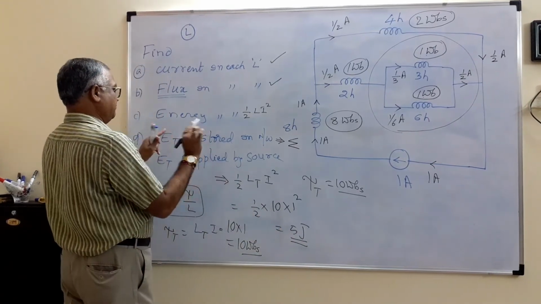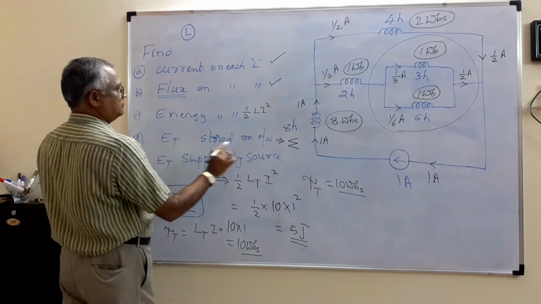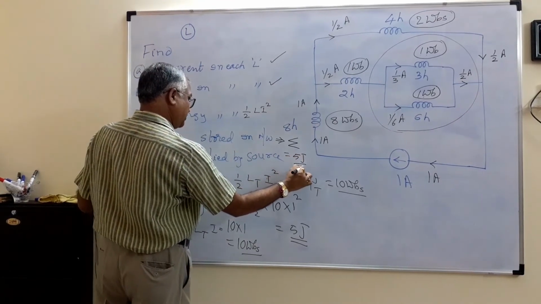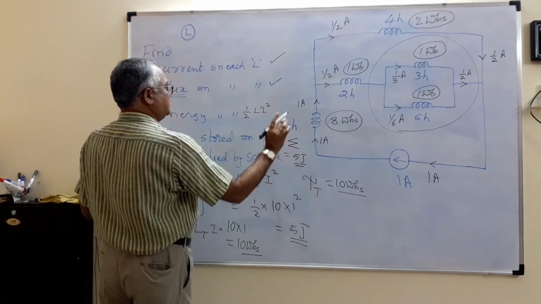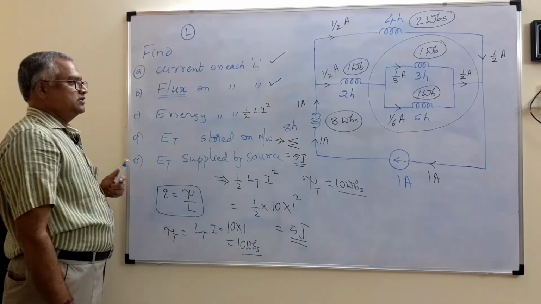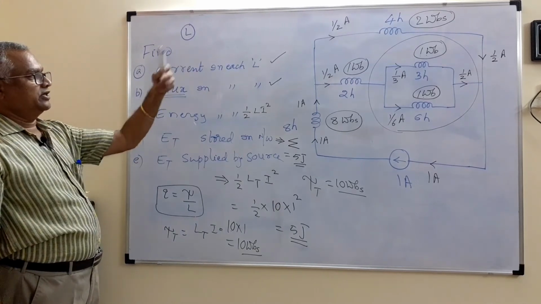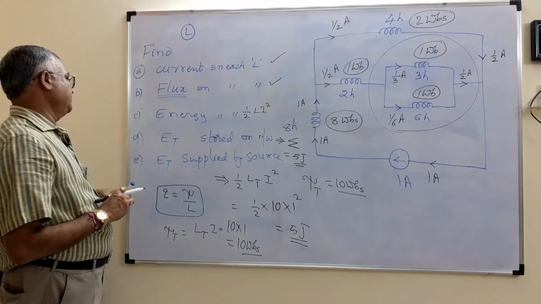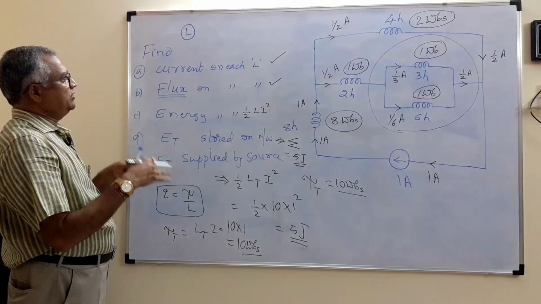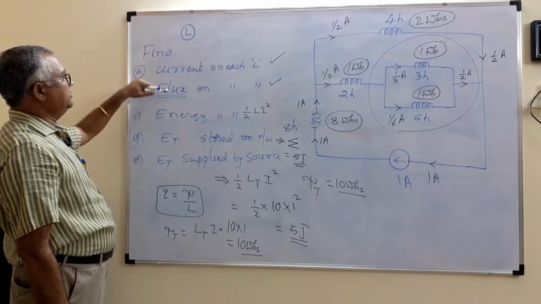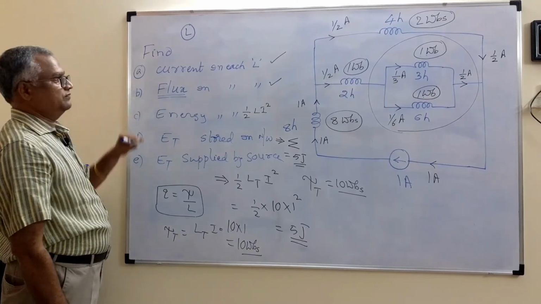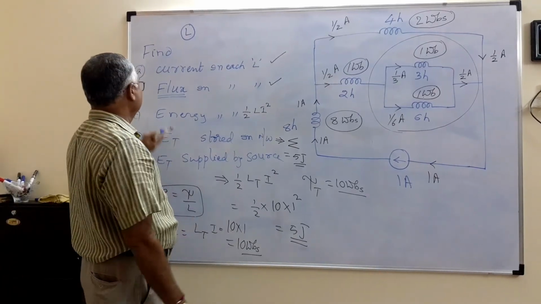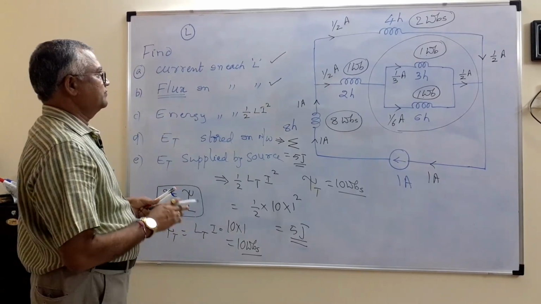When you do the summation in the D bit, what is the expected answer? Compulsorily it will be 5 joules only. If you are getting something else, somewhere it is wrong. Somewhere it is wrong means either the current division is wrong or the series parallel is wrong. So you have to be careful. If the energy law is satisfied, automatically the current law is satisfied, the flux law is satisfied, and everything is automatically checked. So this is how we have to analyze.